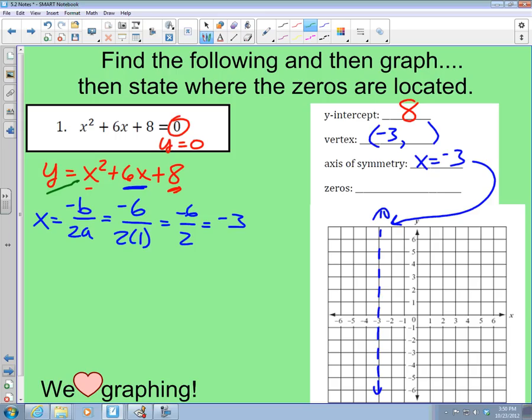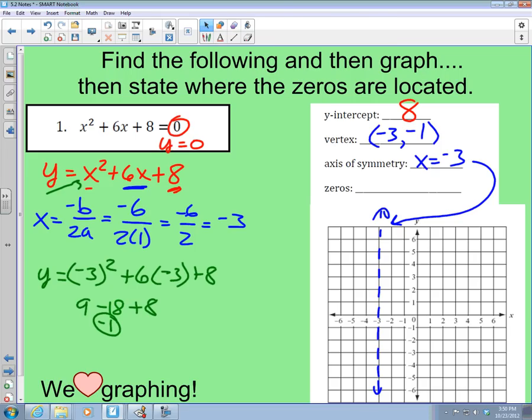To find the rest of my vertex, we're going to plug that negative 3 in for x up here. I'm going to say y equals negative 3 squared plus 6 times negative 3 plus 8. And I'm going to end up with 9 minus 18 plus 8. That's basically 17 and negative 18 is negative 1. So negative 3, negative 1. Here's our vertex.